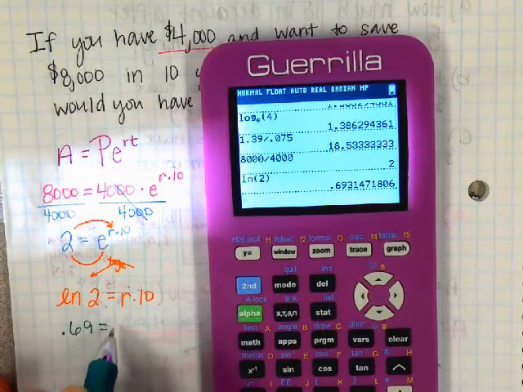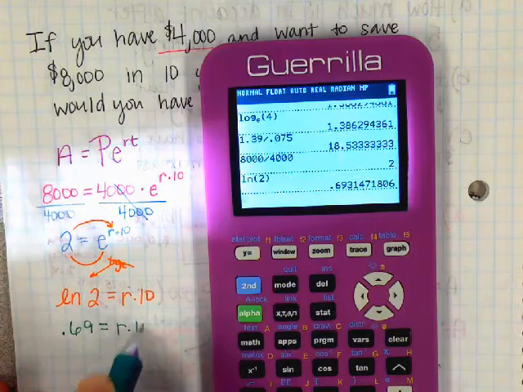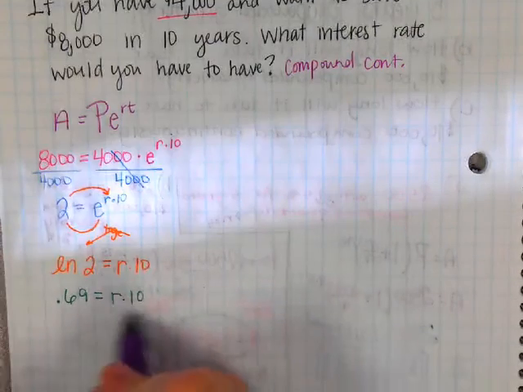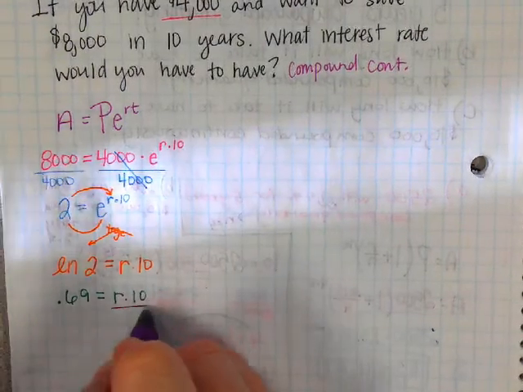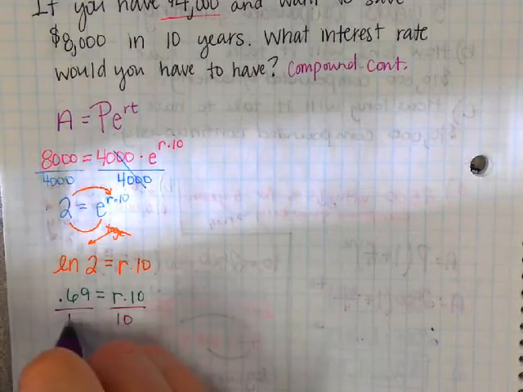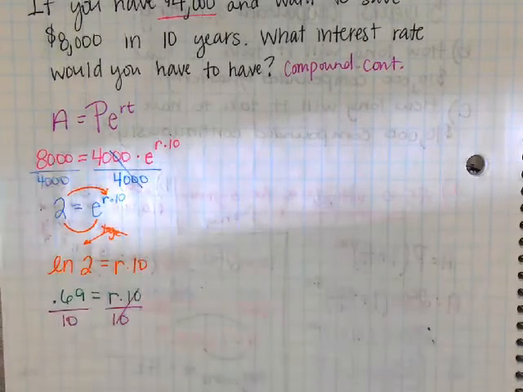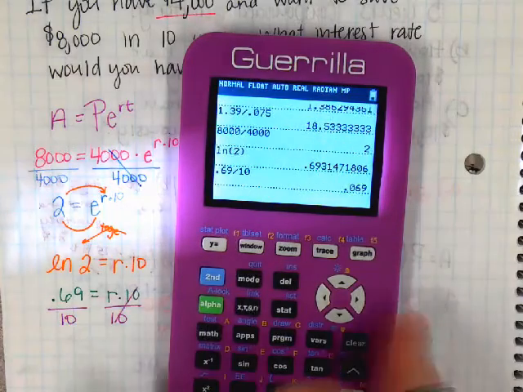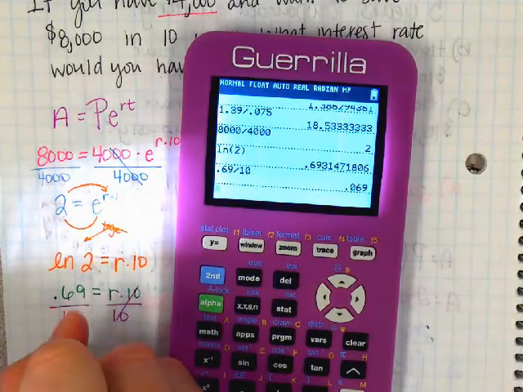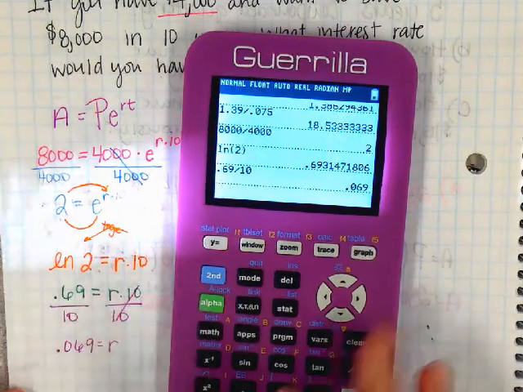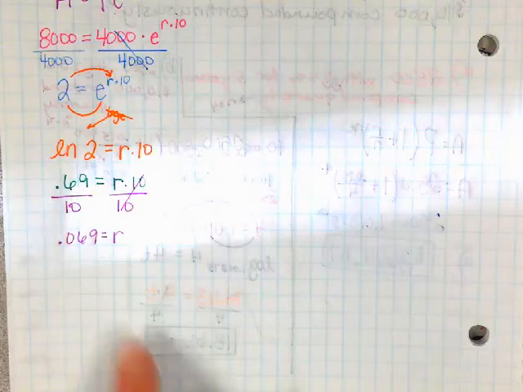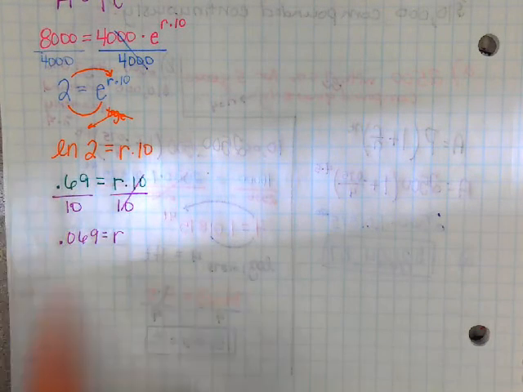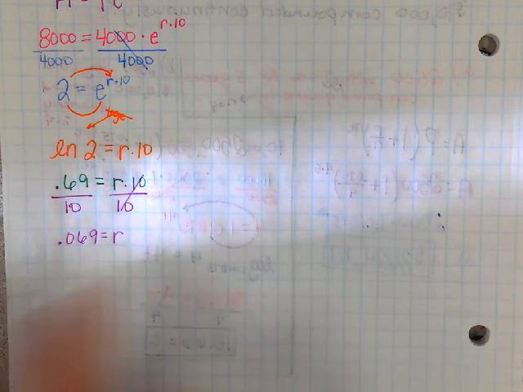Alright, so type in natural log of 2, which is 0.69, equals r times 10. What's the opposite of multiply by 10? Divide by 10, divide by 10. So 0.69 divided by 10 is 0.069 equals r.